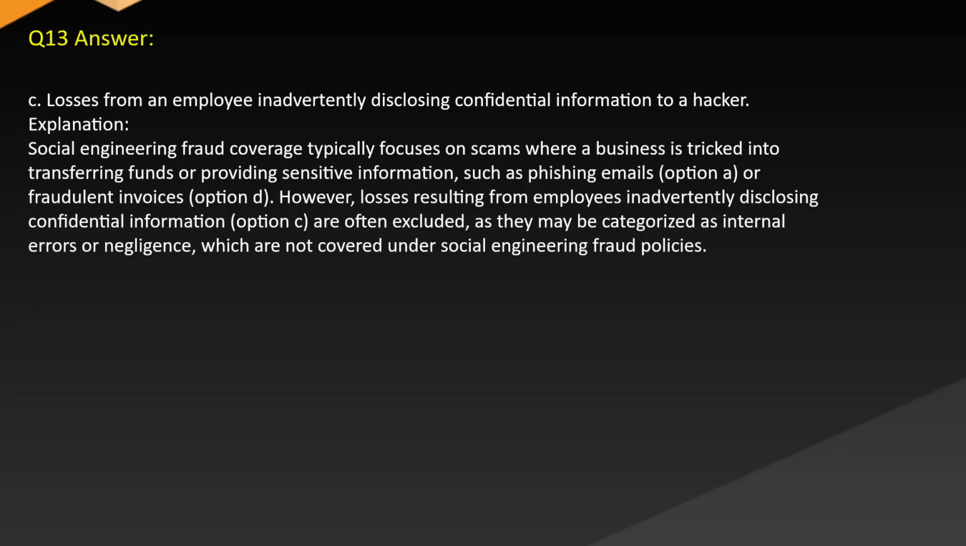Answer: C. Losses from an employee inadvertently disclosing confidential information to a hacker. Explanation: Social engineering fraud coverage typically focuses on scams where a business is tricked into transferring funds or providing sensitive information such as phishing emails, option A, or fraudulent invoices, option D. However, losses resulting from employees inadvertently disclosing confidential information, option C, are often excluded as they may be categorized as internal errors or negligence, which are not covered under social engineering fraud policies.